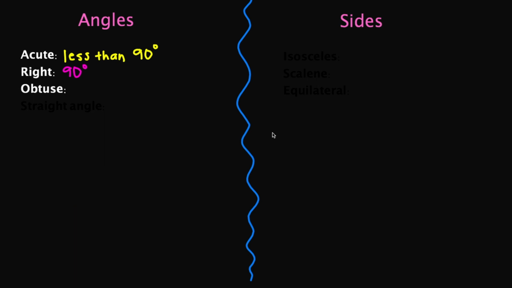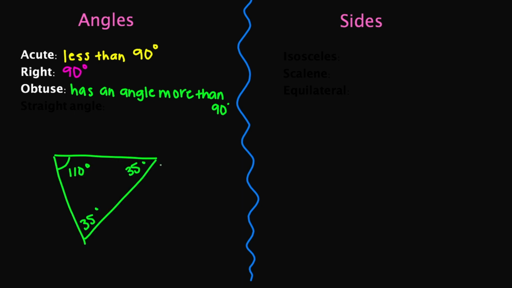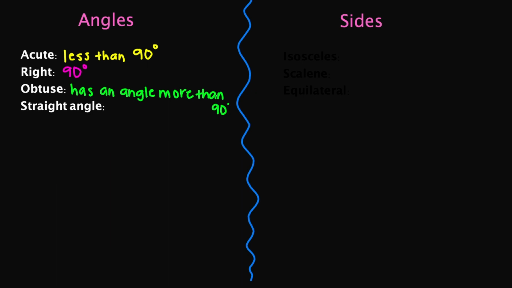If one of your angles in a triangle is more than 90 degrees, then this is an example of an obtuse triangle. And remember for obtuse triangles that your angle has to be more than 90 degrees and less than 180 degrees. So in this example here, notice that one of my angles is greater than 90. This is 110 degrees. So since I have an angle that is greater than 90 degrees, this is an example of an obtuse triangle. And remember that the angle for a straight line equals 180 degrees.